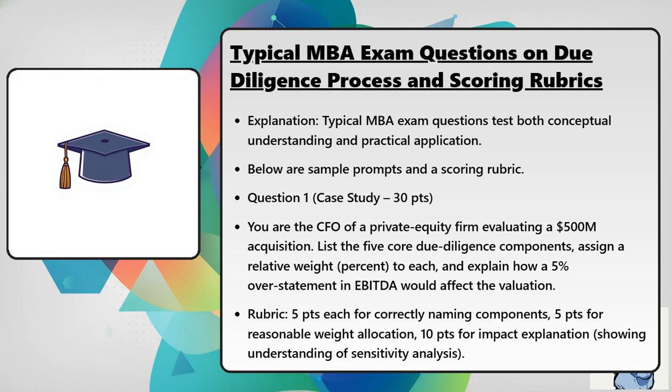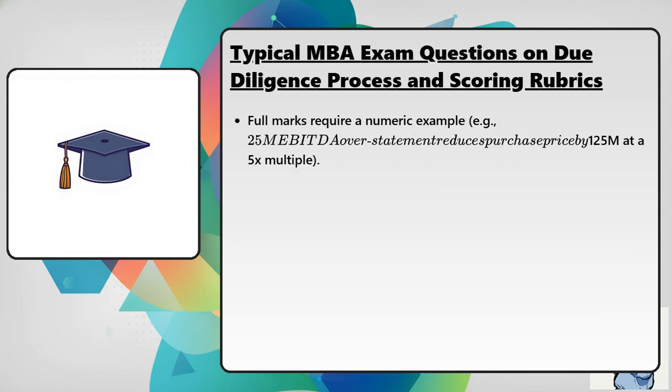Rubric: 5 points each for correctly naming components, 5 points for reasonable weight allocation, 10 points for impact explanation showing understanding of sensitivity analysis. Full marks require a numeric example, for example, $25 million earnings before interest, taxes, depreciation and amortization overstatement reduces purchase price by $125 million at a 5 times multiple.